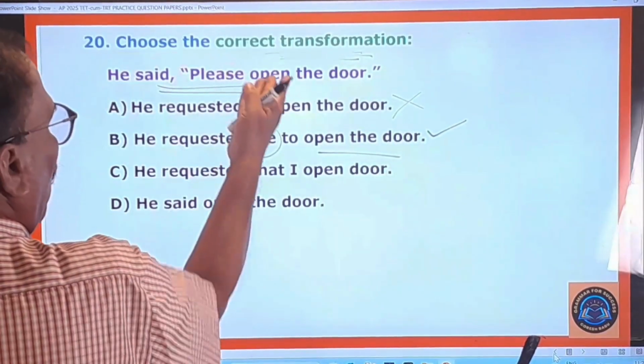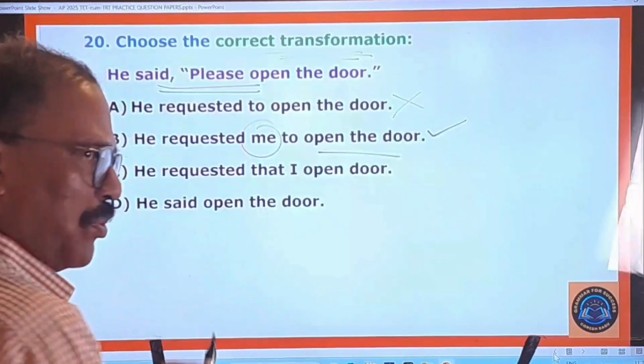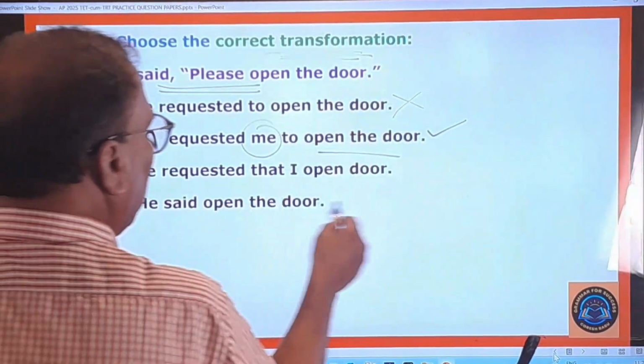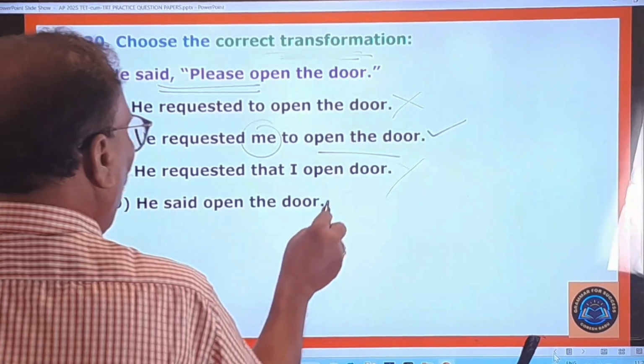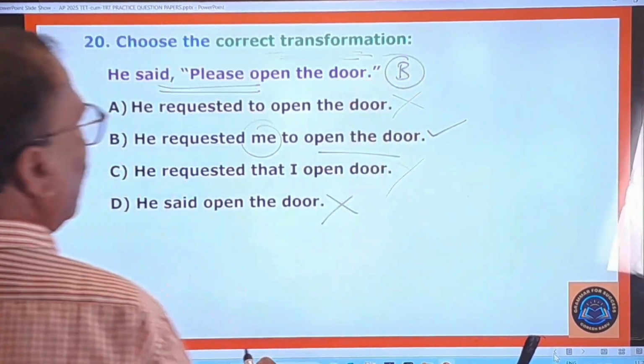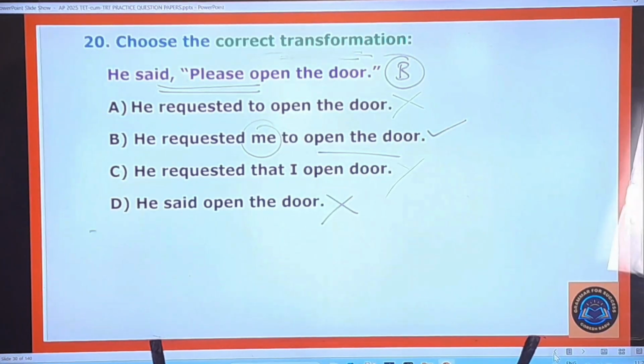When there is nobody, you must think he is talking to you, and therefore you have to say he requested me to open the door, and he requested that I open the door. No, he said open the door. So in this way only the B is the right one and all others are the wrong ones. And you move on to the next question.